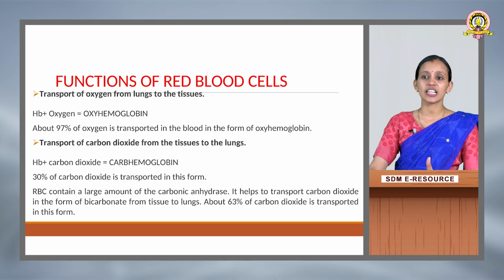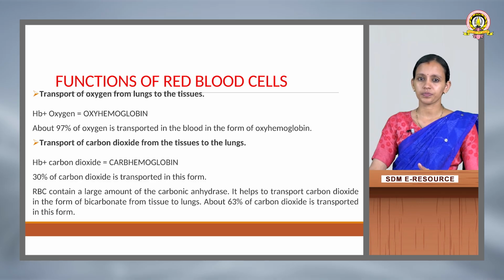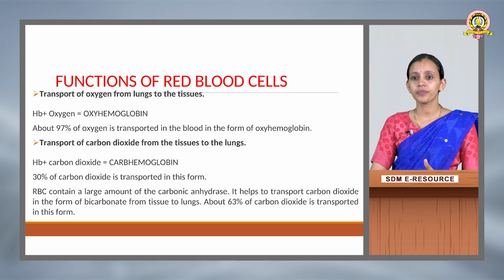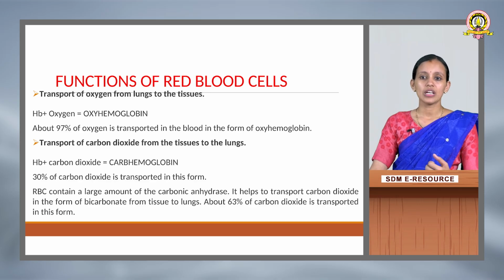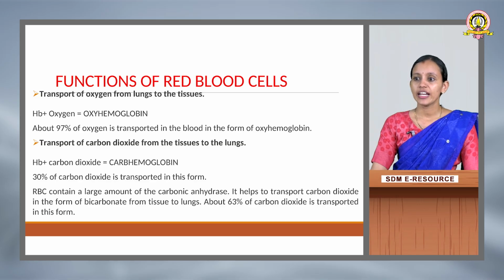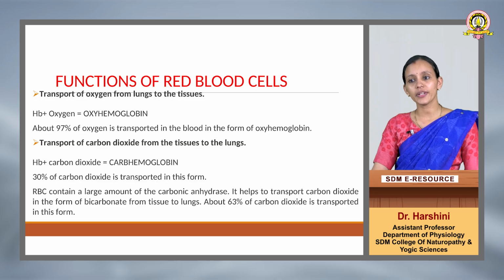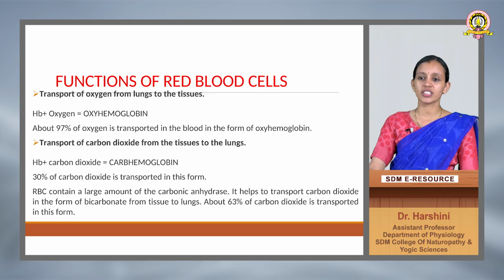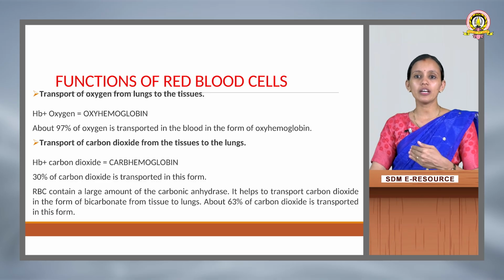The next function is transport of carbon dioxide from the tissues to the lungs. Here hemoglobin combines with carbon dioxide and forms carbhemoglobin, and 30% of carbon dioxide is transported in this form. RBCs contain a large amount of carbonic anhydrase, which helps in the transport of carbon dioxide in the form of bicarbonate from the tissues to the lungs, and 63% of carbon dioxide is transported in this form.